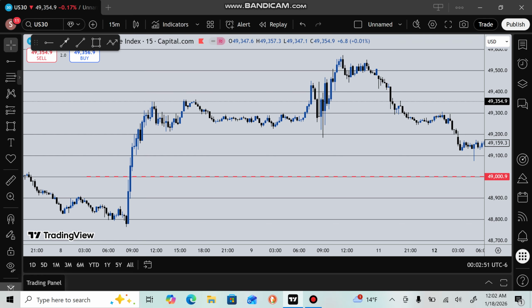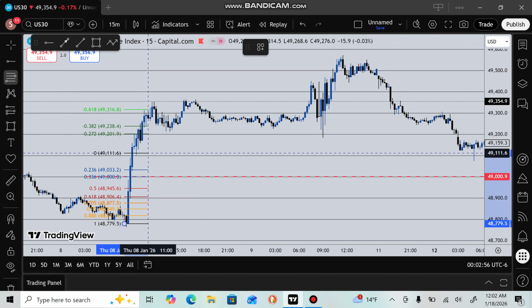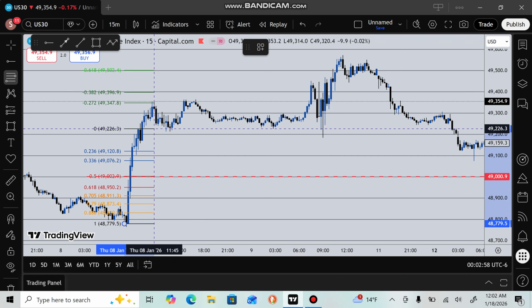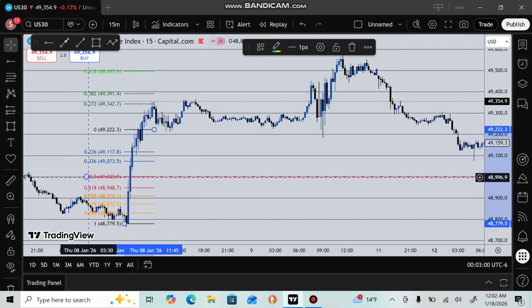To target the imbalance, what you do is you take your Fibonacci tool from the start of the imbalance to the end of the imbalance. It will give you a 0.5 number on the left. That is 50%. You always target 50% of the imbalance. All right? So that's how you target an imbalance, and that's how you identify an imbalance.